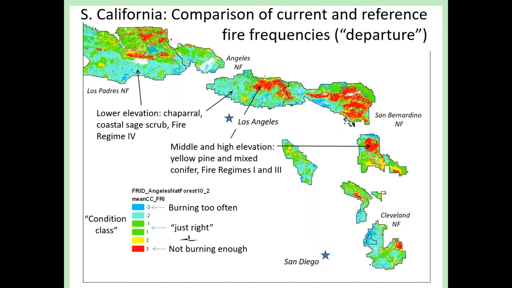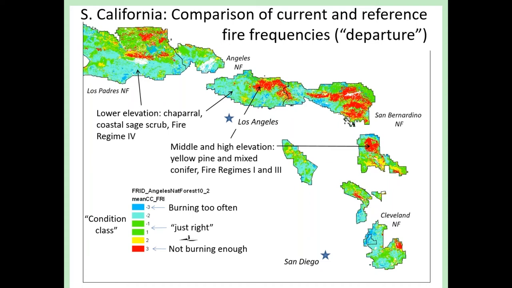We borrowed this concept from the national parks and then extended it. Essentially, what this map is doing is taking the vegetation types in the landscape, associating a pre-Euro-American settlement fire frequency with those types, and then taking the last century of data that we have from the California Fire Perimeters data set and comparing the two.